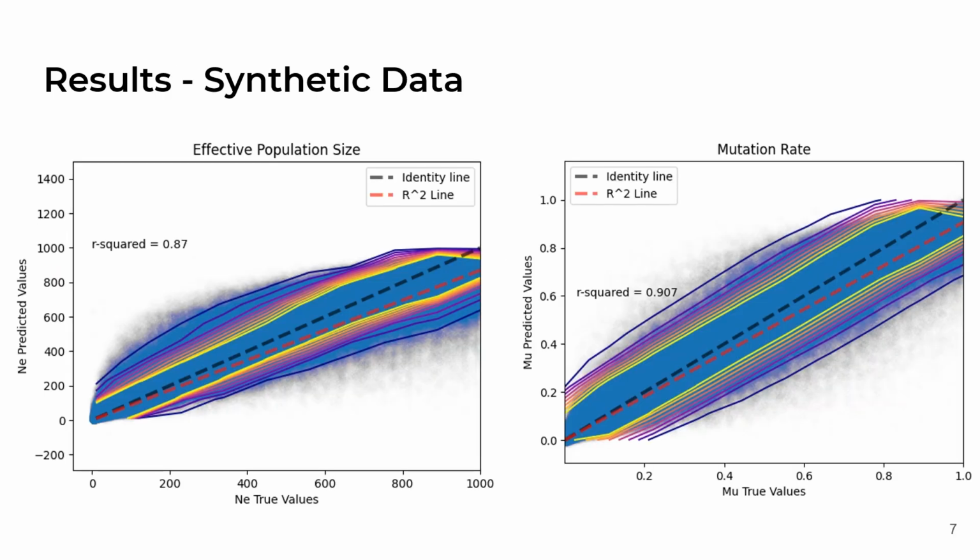And here are the results, which are parameter predictions made on the simulated synthetic test data. The R-squared values for both of the parameters lie around 0.9, hence the majority of the predictions fall near the identity line, thus estimating the true values, while some predictions overestimate or underestimate the true values. As a result, this shows the underestimated and overestimated values for the effective population size, and this is for the mutation rate parameter inference.